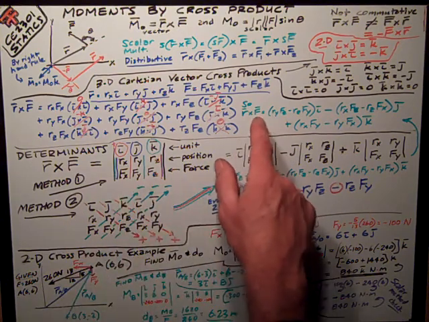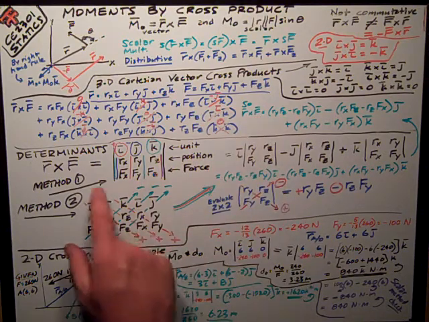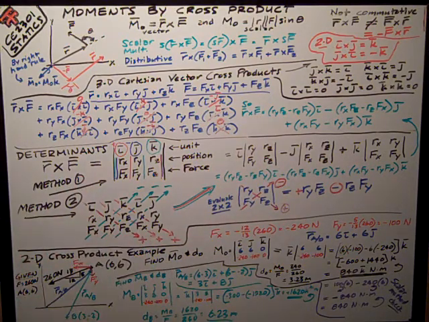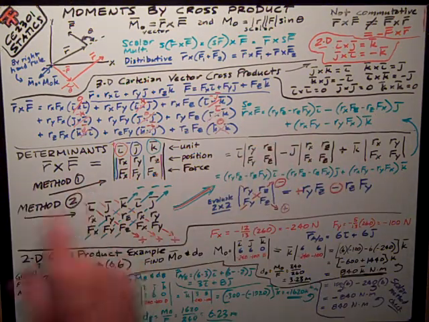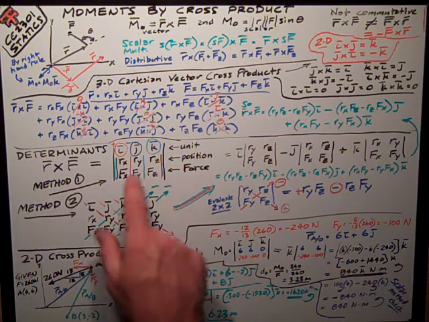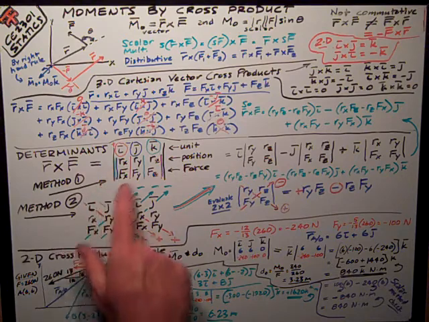Okay, this is a nightmare of keeping track of all my numbers and signs. So I want to use determinants. For me, this is a lot clearer. You can do whichever you like. There are two methods of solving a determinant, but I want to write my determinant R cross F in this format.